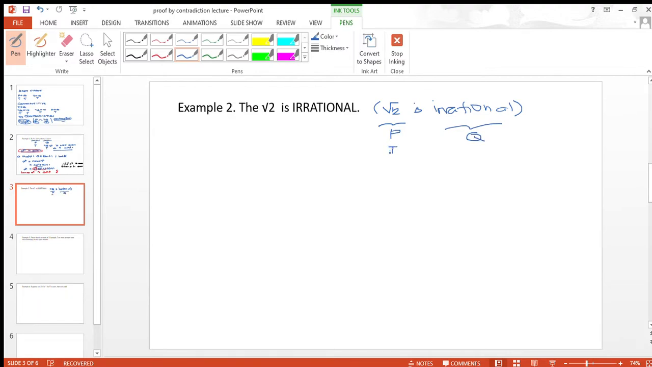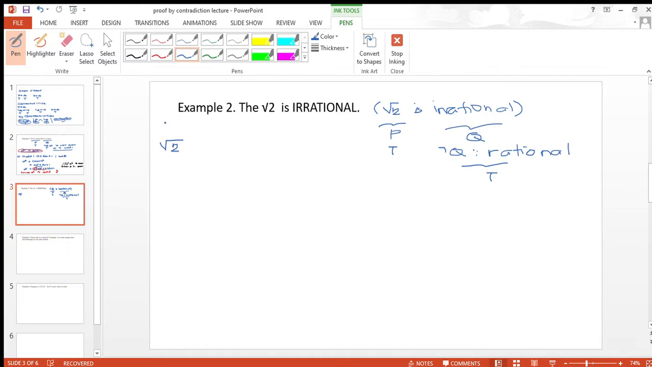Assume P to be true. Consider your not Q. So if your Q is irrational, we get its opposite, which is rational. So we will now consider this to be true as well. Therefore, combining the two, our assumption is that the square root of 2 is rational.